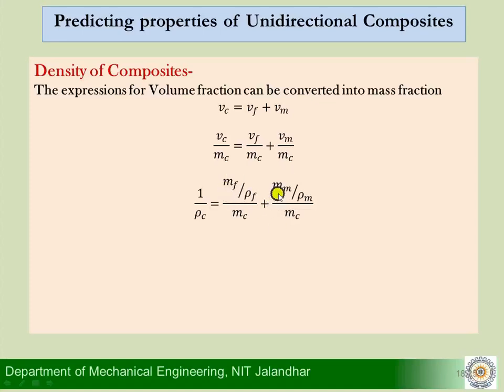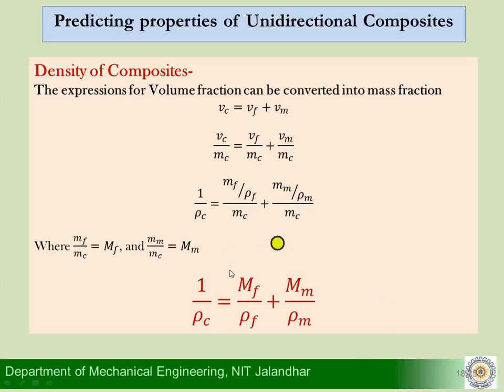Similarly, vm can be written as mm upon rho m, that is the mass of the matrix upon rho m, the density of the matrix. And we already know, out of this expression, what is mf by mc? Mf by mc is nothing but the ratio of the mass of the fiber to the mass of the composite material, which we write as the mass fraction, mf. And similarly, mm upon mc can be written as mm, that is the mass fraction of the matrix material. So I modify this expression, and it can be written as 1 upon rho c is equal to mf upon rho f plus mm upon rho m.